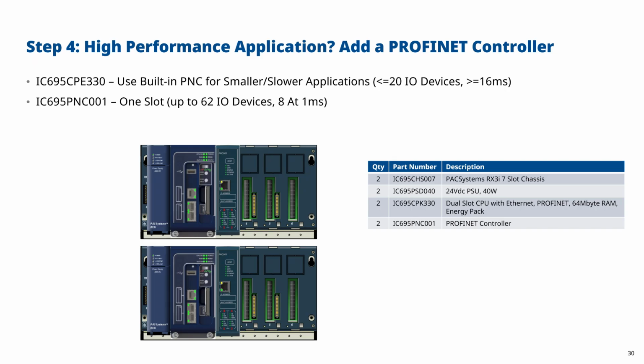Alternatively, you could also add an Ethernet module, IC695 ETM001. That would be another way of doing it. So multiple options here, but this one I would say is the most straightforward: CPU, power supply, chassis, and then add a PROFINET controller, particularly for larger applications. As I say, for small applications, you probably don't need this PROFINET controller.